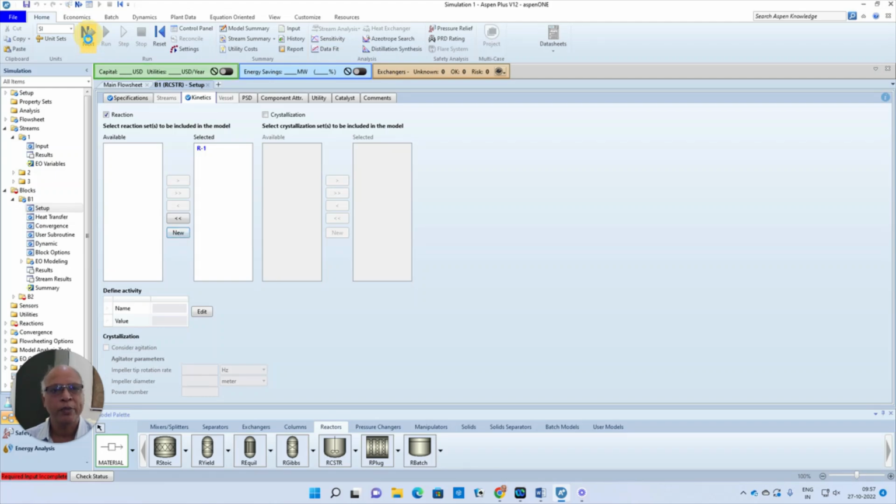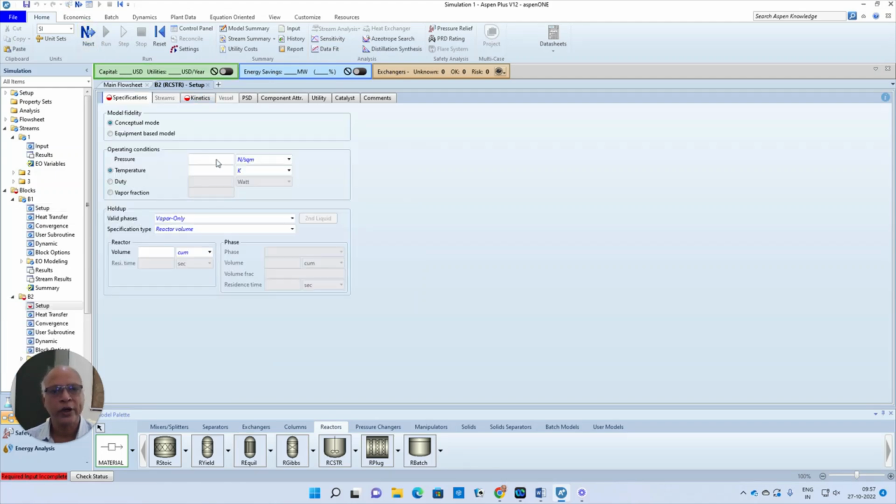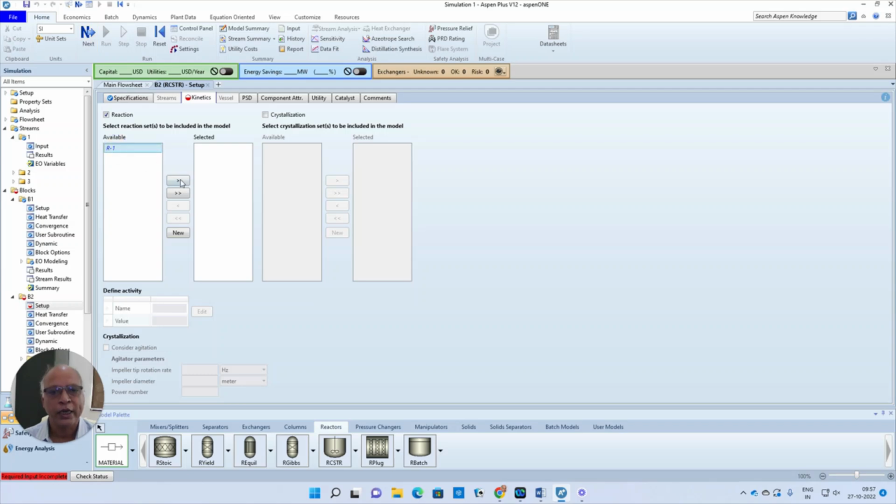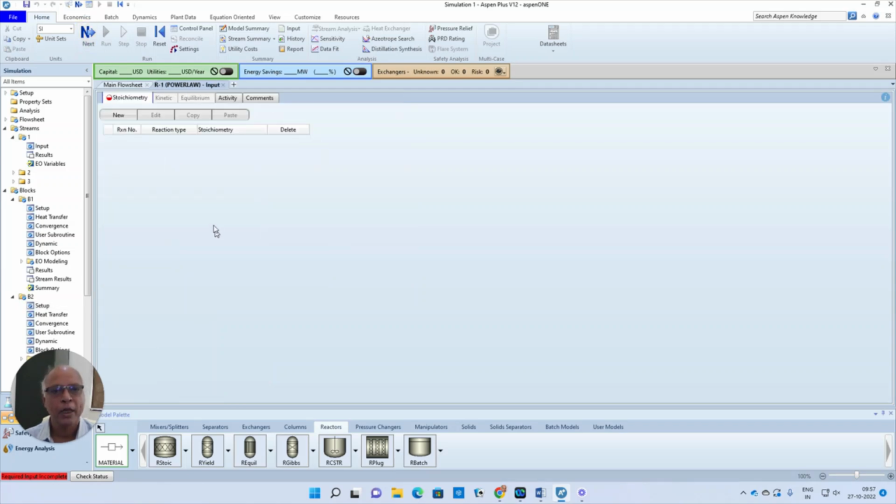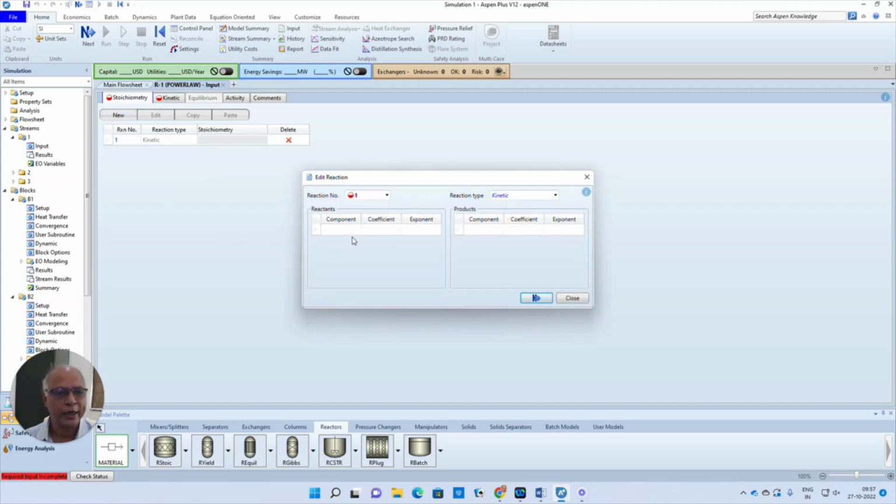Similarly, define the second reactor, which is also operating at the same conditions as that of the first reactor, 5 bar and 1150 Kelvin. Again, I am assuming the volume of the second reactor also as 1 cubic meter. So go to the next step. Now this is the reaction I am going to select. Next, we need to now define the stoichiometry and the kinetics.